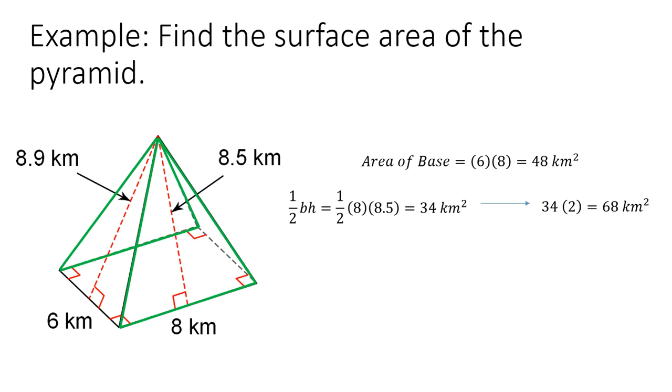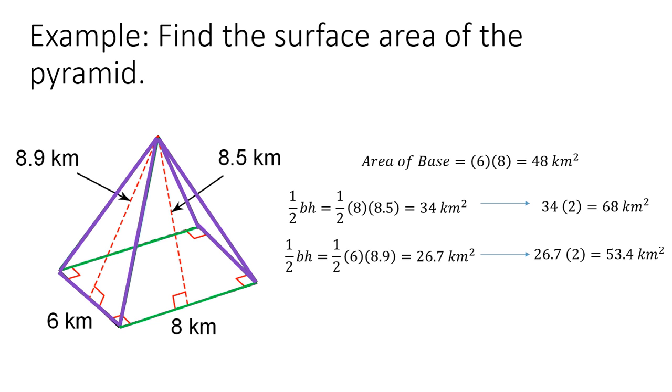Next, I'm going to look at the side triangle faces. So I'm going to be doing the area of a triangle again, which is 1/2 base times height. So 1/2 times 6 times 8.9, which is equal to 26.7 kilometers squared. And once again, I'm going to have an identical triangle on the other side with the same area. And so I'm going to take that number and multiply it by 2 to get 53.4 kilometers squared.